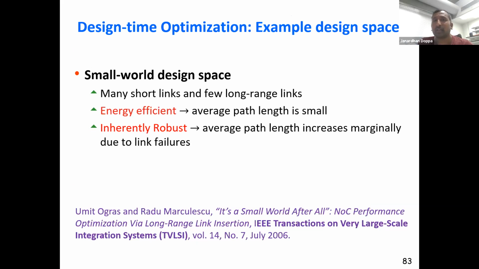Okay. So I'm going to quickly talk about an example design space, which Biresh already mentioned, the small world design space. And a quick reminder, a small world is characterized by many short links and a few long range links. And the main advantage is that it's energy efficient because the average path length is small. And it's also inherently robust because even if a few links fail, the average path length increases only marginally, right? So small world has this very nice property that will allow us to do efficient communication, but it also provides reliability.